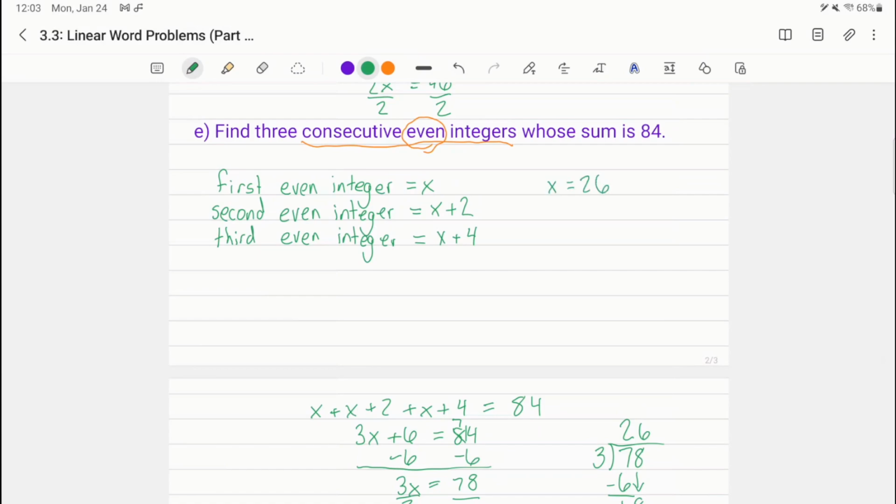Which means the next one is 28. And the one after that is 30. And you could add them up just to confirm they add up to 84. And that's it for part 2 of section 3.3.